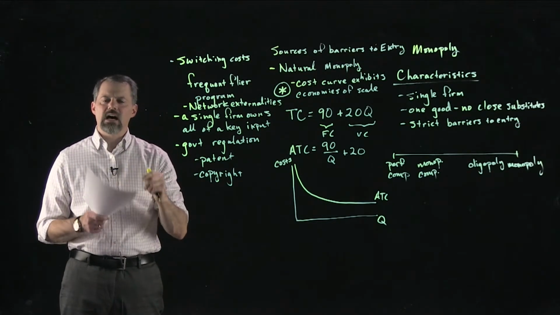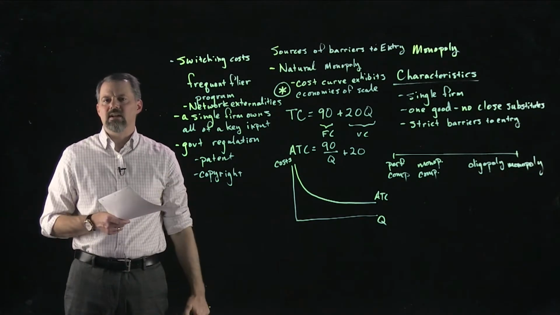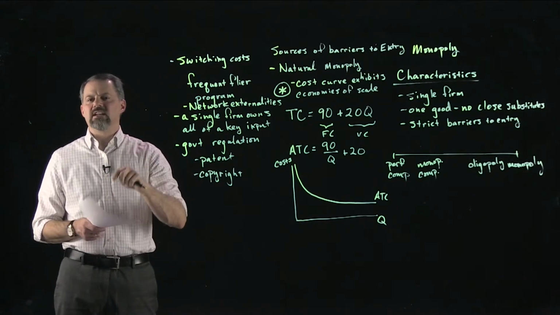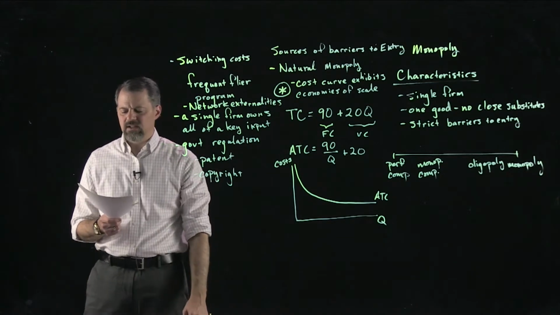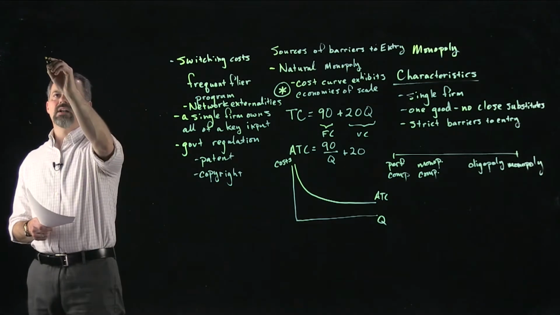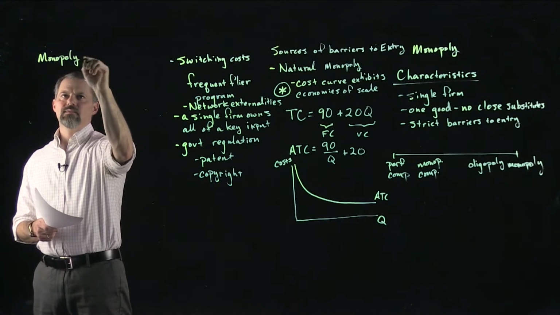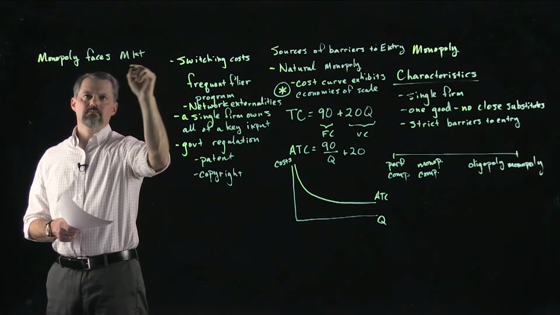And so if you're a monopoly, but you're selling something that nobody wants to buy, well, you're probably not going to do very well. On the other hand, if you're a monopoly and you're the only seller of something that lots of people want to buy, that's a good situation to be in. So the key is that the monopoly faces the market demand curve. Monopoly faces market demand.